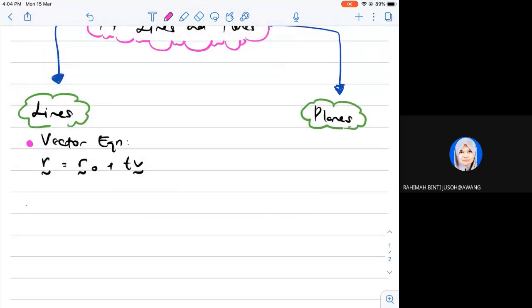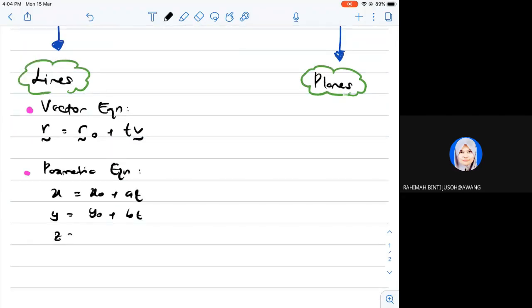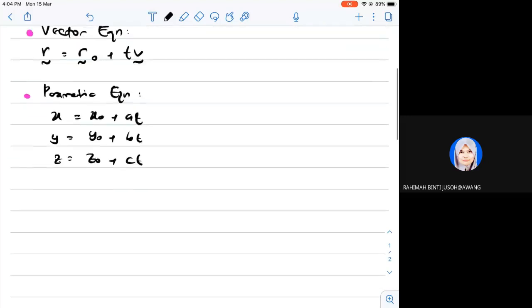And then we also have parametric equations of line, where we have x equals x naught plus at, y equals y naught plus bt, and then z equals z naught plus ct. And then number three, we have symmetric equations of line, where we have (x minus x naught) over a equals (y minus y naught) over b equals (z minus z naught) over c.